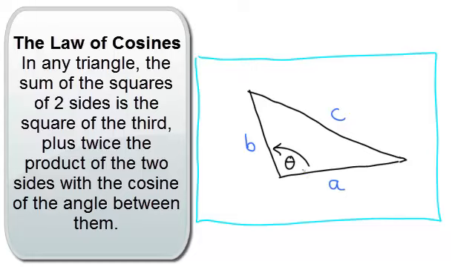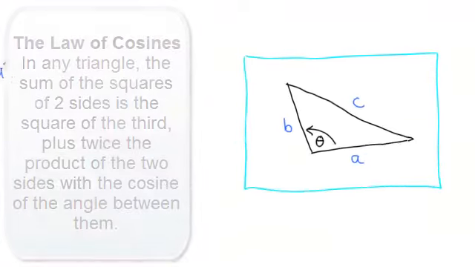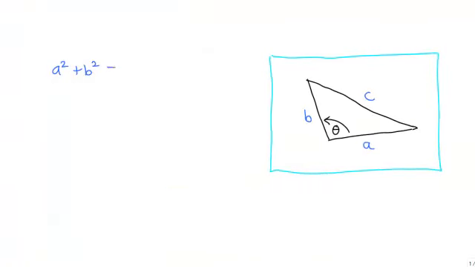The law of cosines states this: the sum of the squares of any 2 sides of a triangle is equal to the square on the 3rd side of a triangle, plus an adjusting term of 2ab times the cosine of the angle between the 2 original sides. This is called the law of cosines.